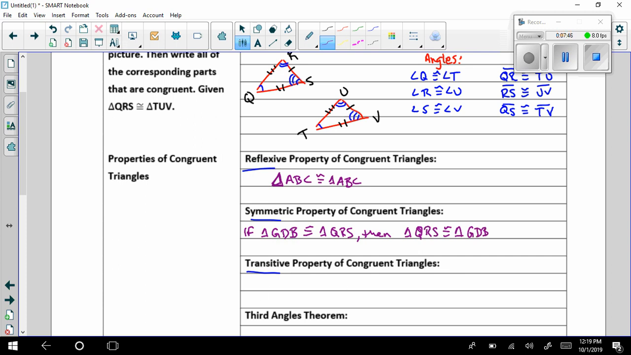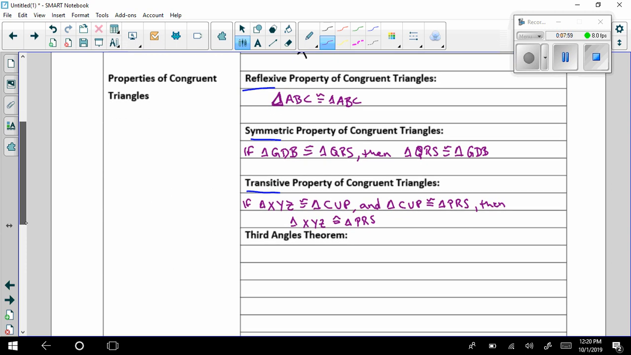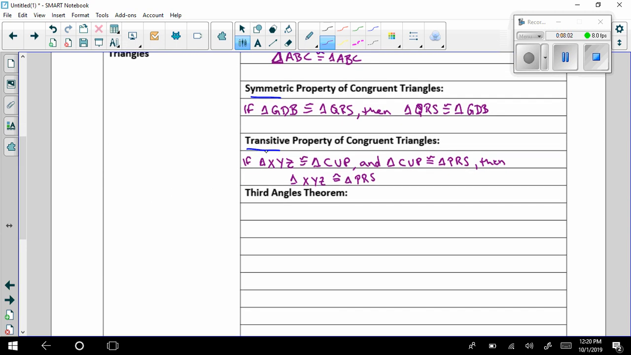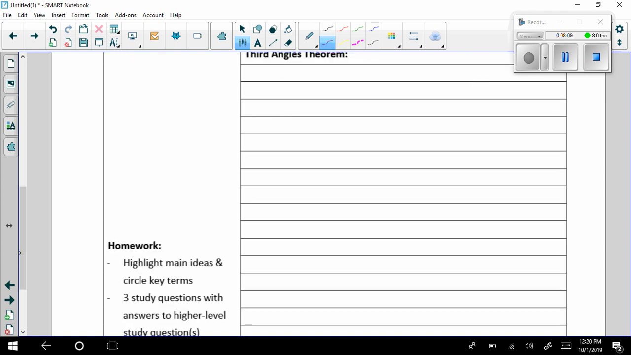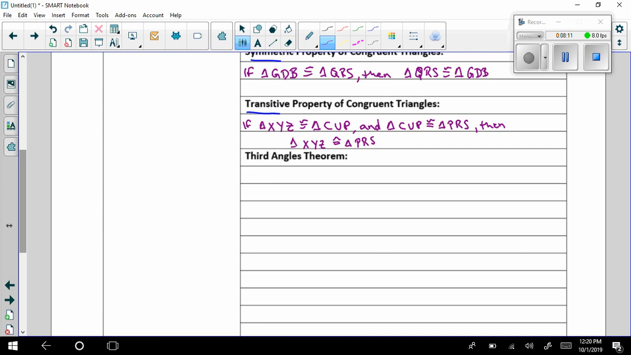Transitive, I'm going to pause that and write this out. All right, if triangle XYZ is congruent to triangle CUP and CUP is congruent to PRS, then XYZ is congruent to PRS, so your transitive property. So not new properties, just now using them with triangles instead of numbers or angles or whatever we used them for. And then last is your third angles theorem, and this is really the foundation for how we set up all of our problems in this section.